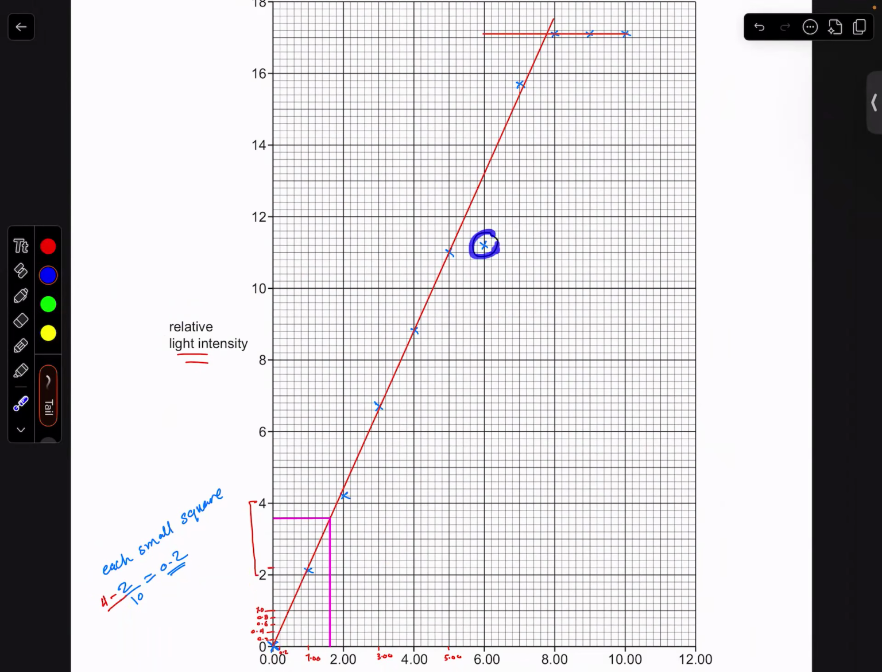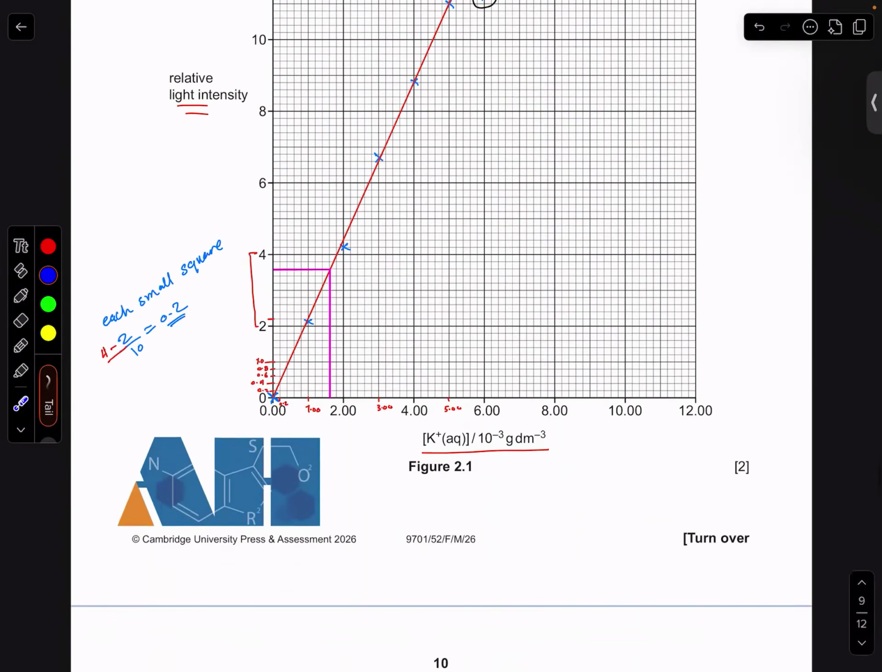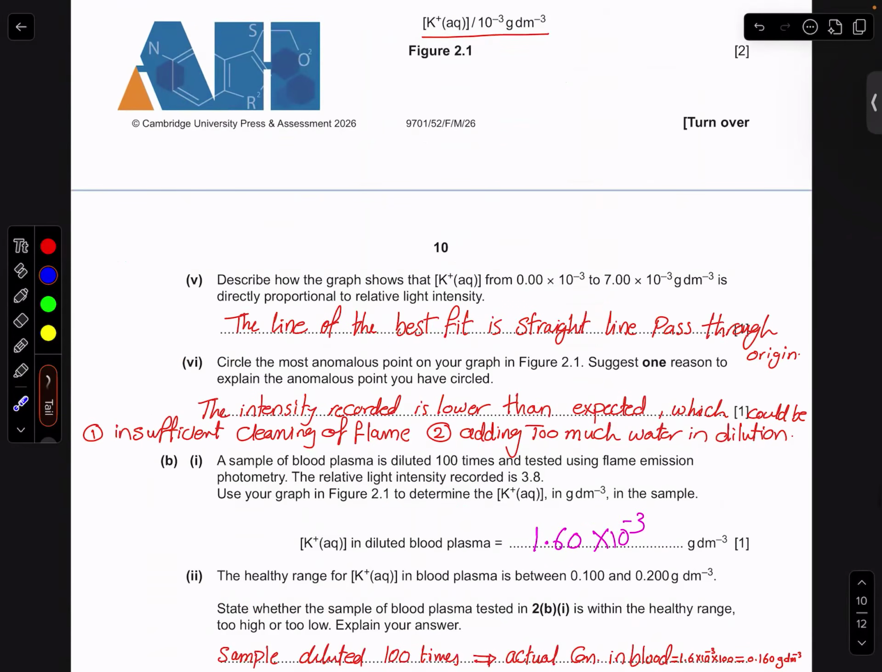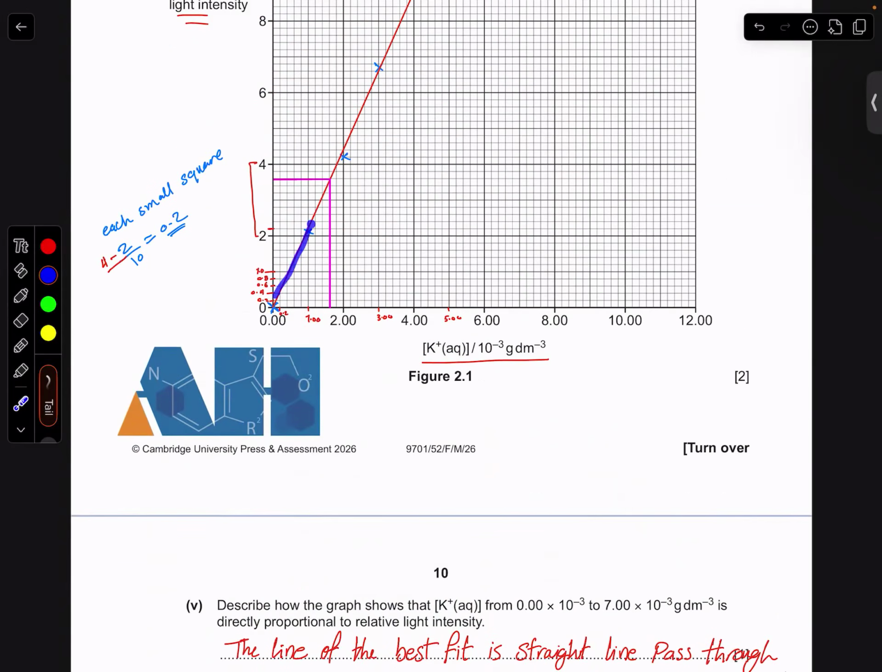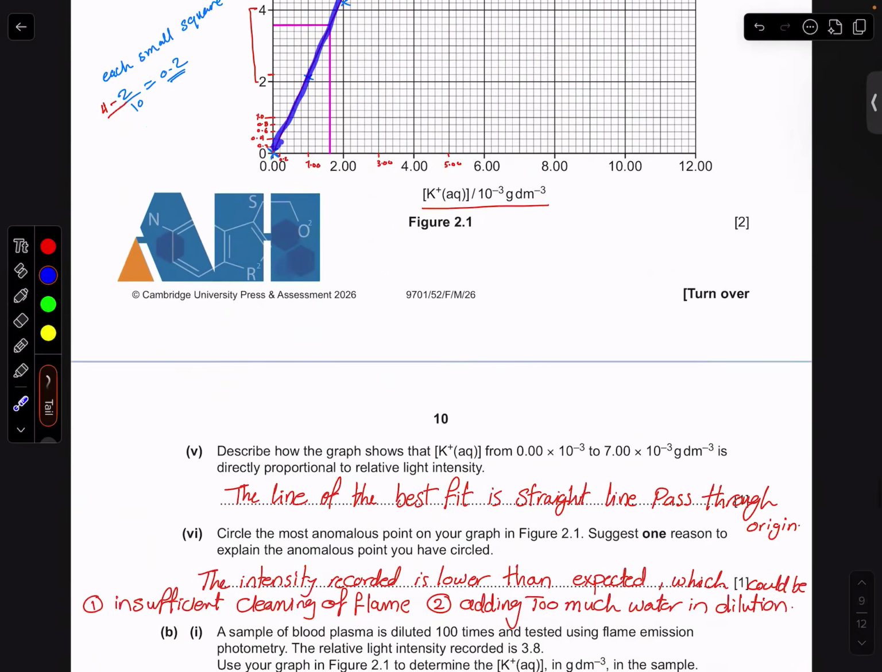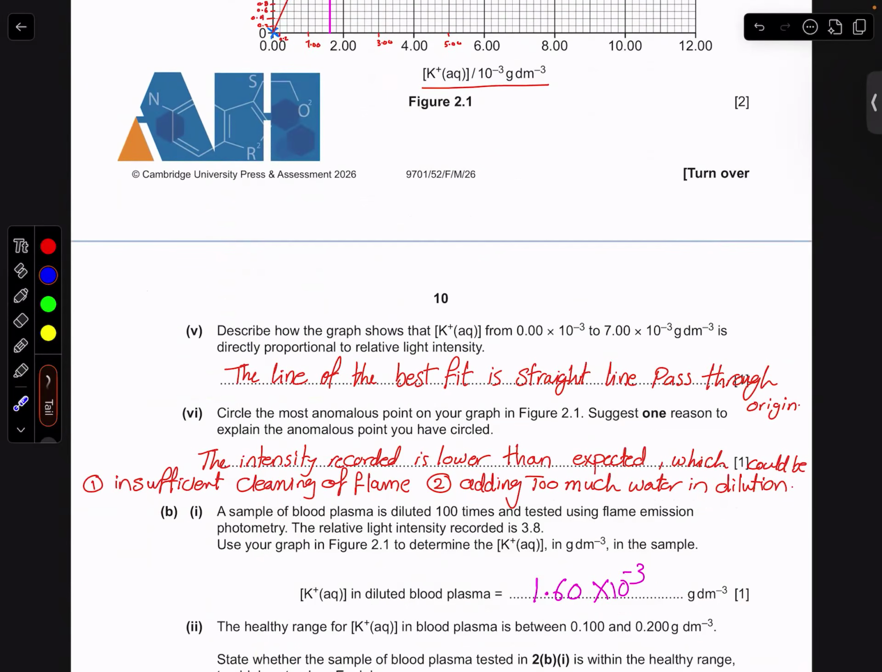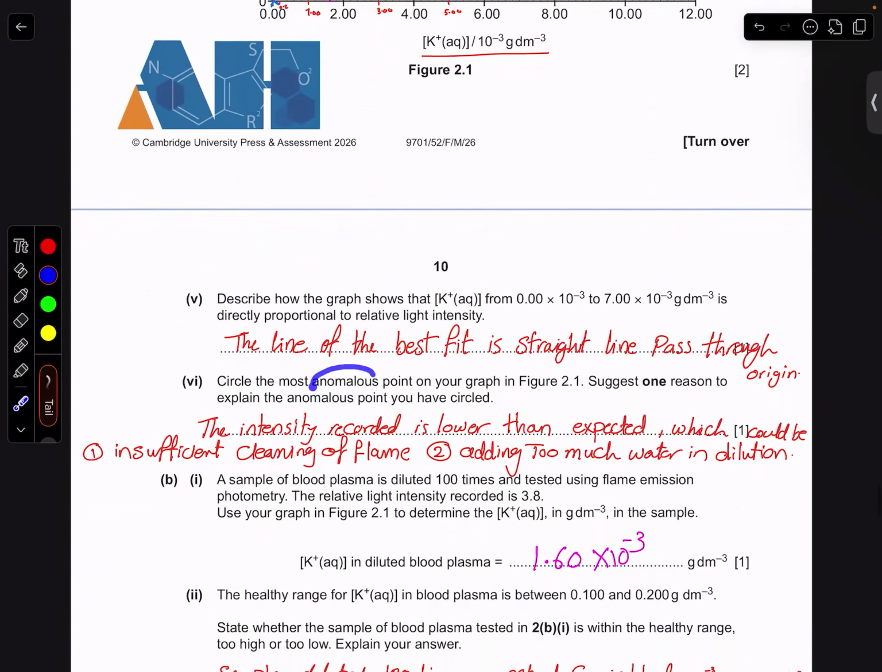And it is very clear that this point is anomalous. This point is anomalous because it doesn't fit the rest of the results. So this is the first line, and this is the second one. When we extend both of them, they will intersect here. Describe how the graph shows that the concentration of K from 0 to 7 times 10 power minus 3 is directly proportional. It's clear from the graph that the relation is a straight line passing through the origin. So the relation from the graph is directly proportional.